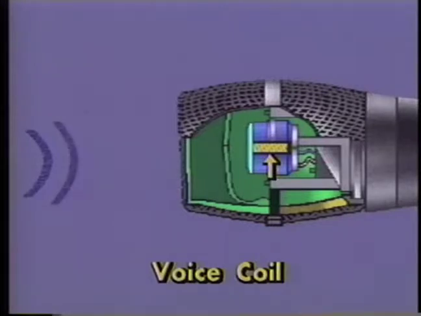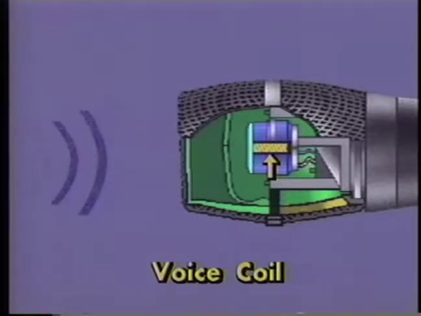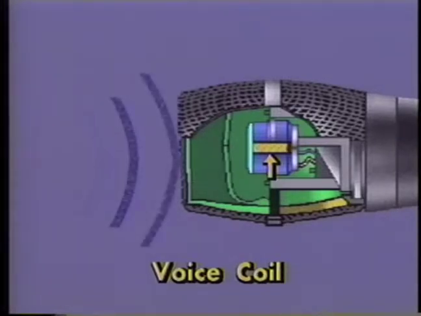When sound waves hit the diaphragm, it depresses, moving the attached coil. When the voice coil vibrates inside of the magnet, electrical signals are generated. In other words, when the diaphragm moves in and out, an electrical waveform is created.